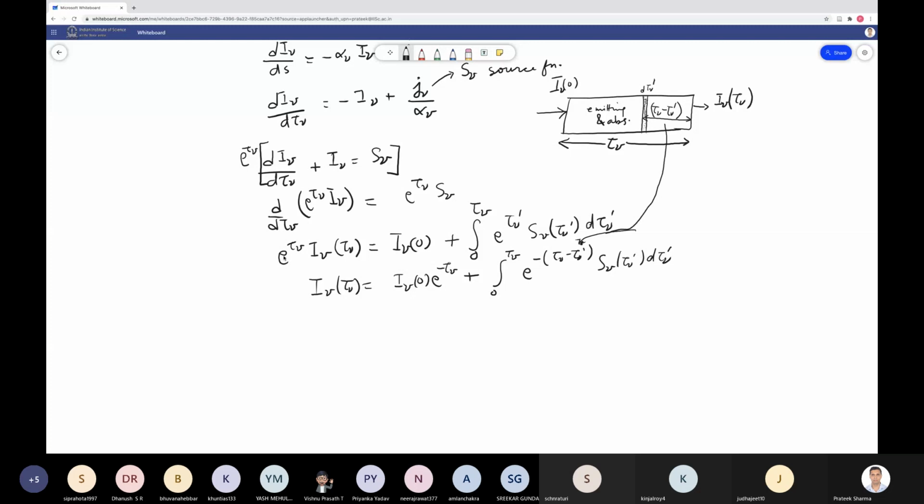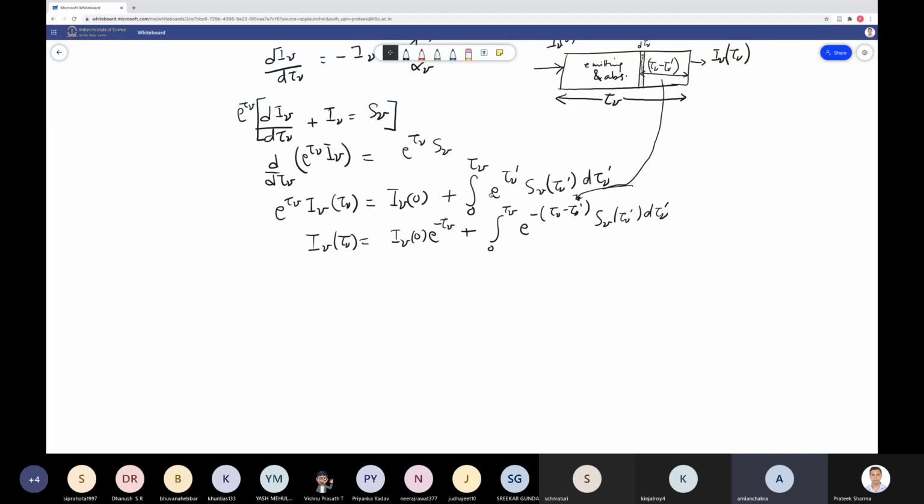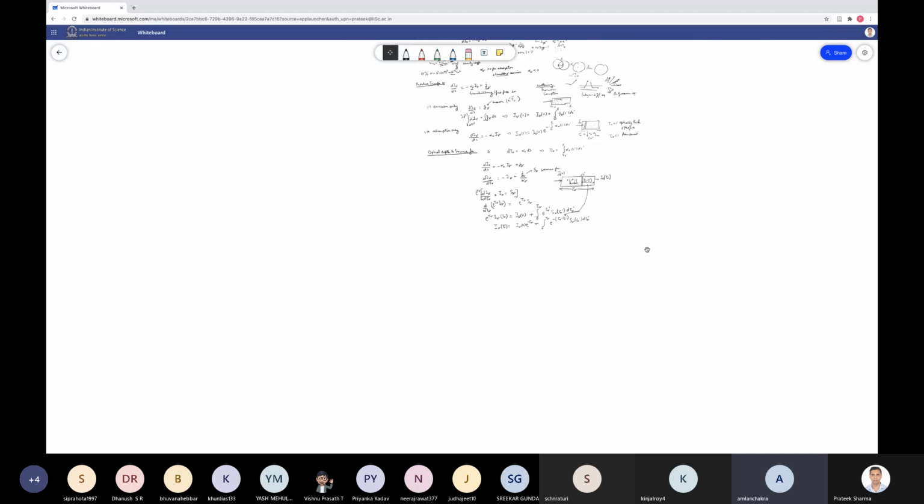Any question on this? Good. Sir, here the final expression shows that the absorption will be dominant over emission, because in both cases the part is attenuated.